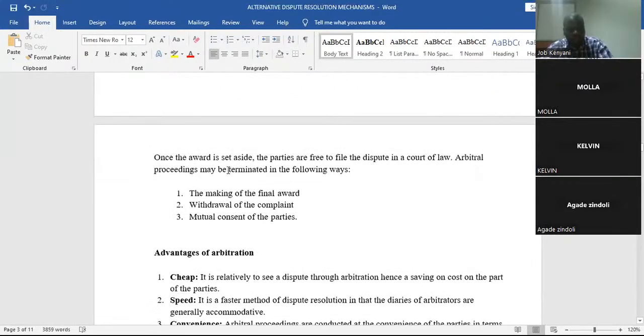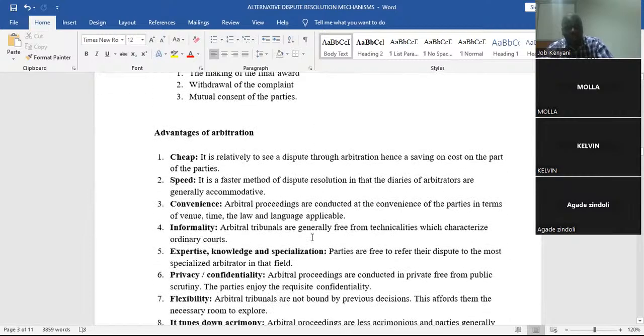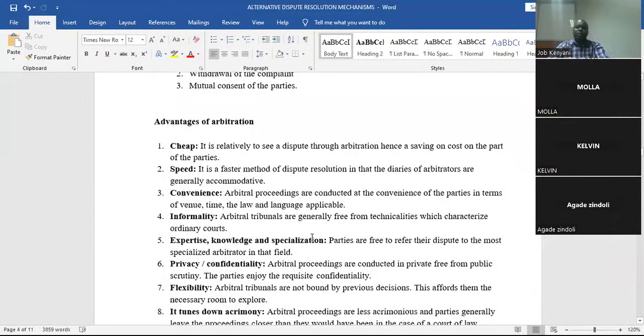So once the award is set aside, the parties are free to file the dispute in a court of law. Arbitral proceedings may be terminated in the following ways: the making of the final award, withdrawal of the complaint, or mutual consent of the parties. So what are the advantages of resolving a matter before an arbitration body? It is relatively cheap compared to going to a court of law.